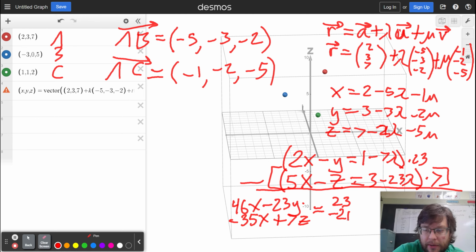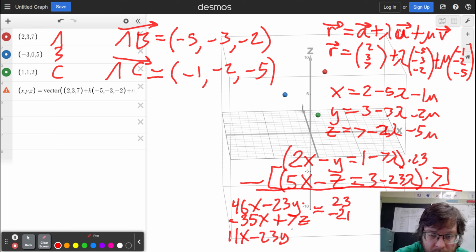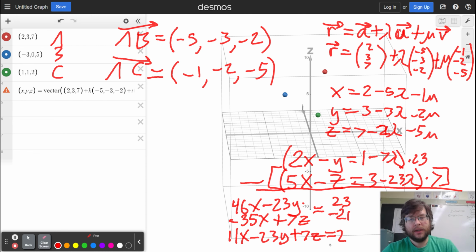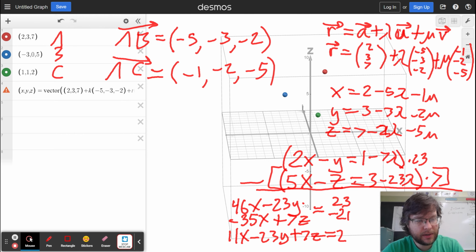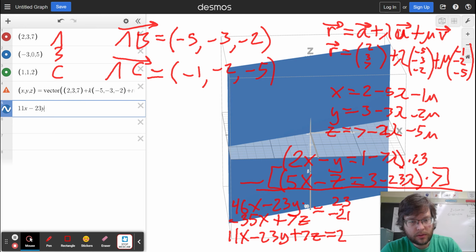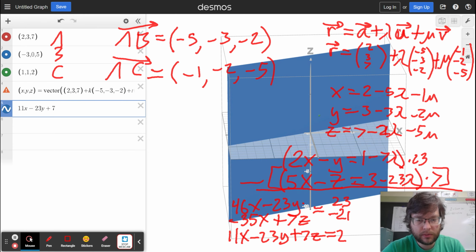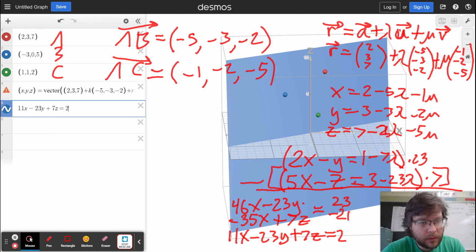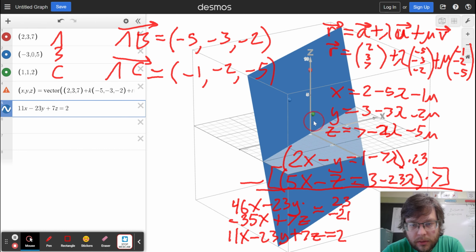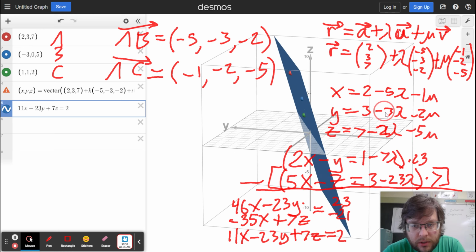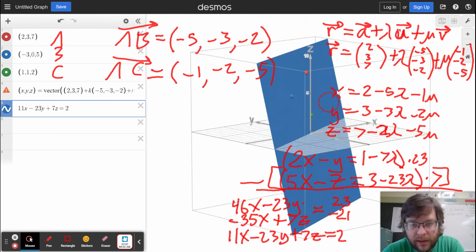cancel out. Even though I don't know off the top of my head what 23 times 7 is, I know they cancel out. So now I have my Cartesian equation looking like 11x minus 23y plus 7z equals 2. And hopefully I did that right. And when I type it in, I should see a beautiful plane that goes through all 3 points. Let's check. And you can see for yourself that those 3 points lie inside of the plane.